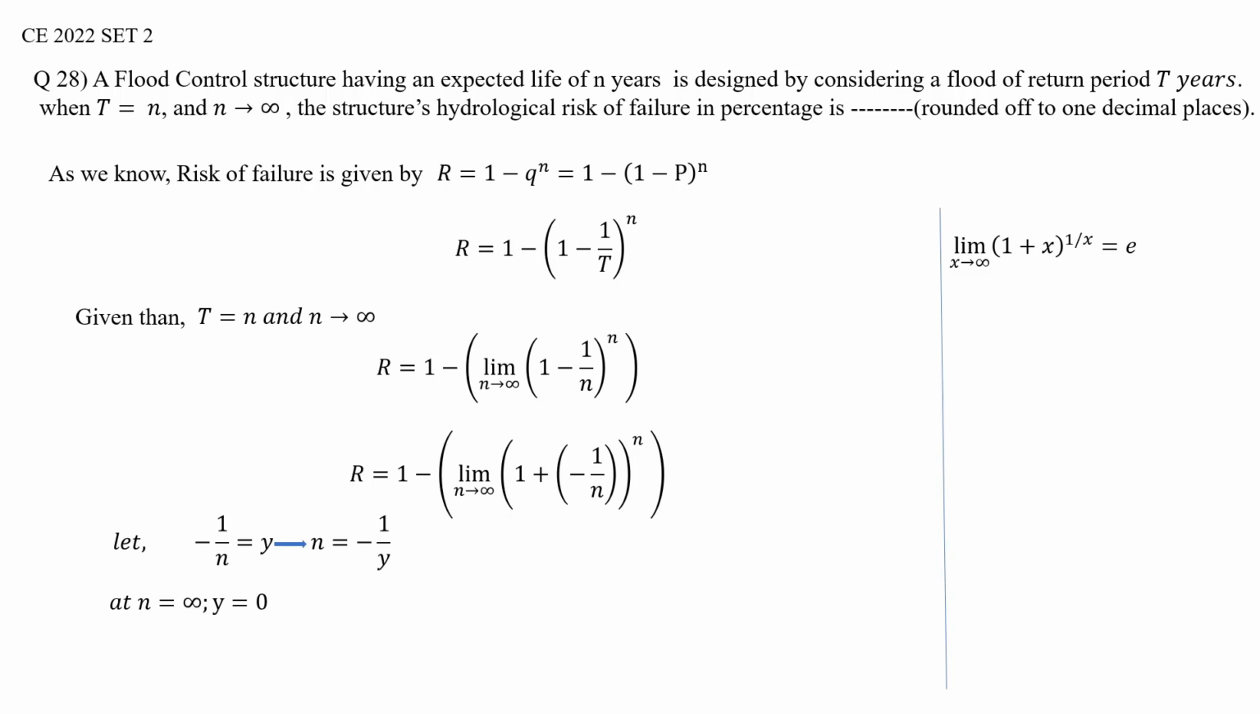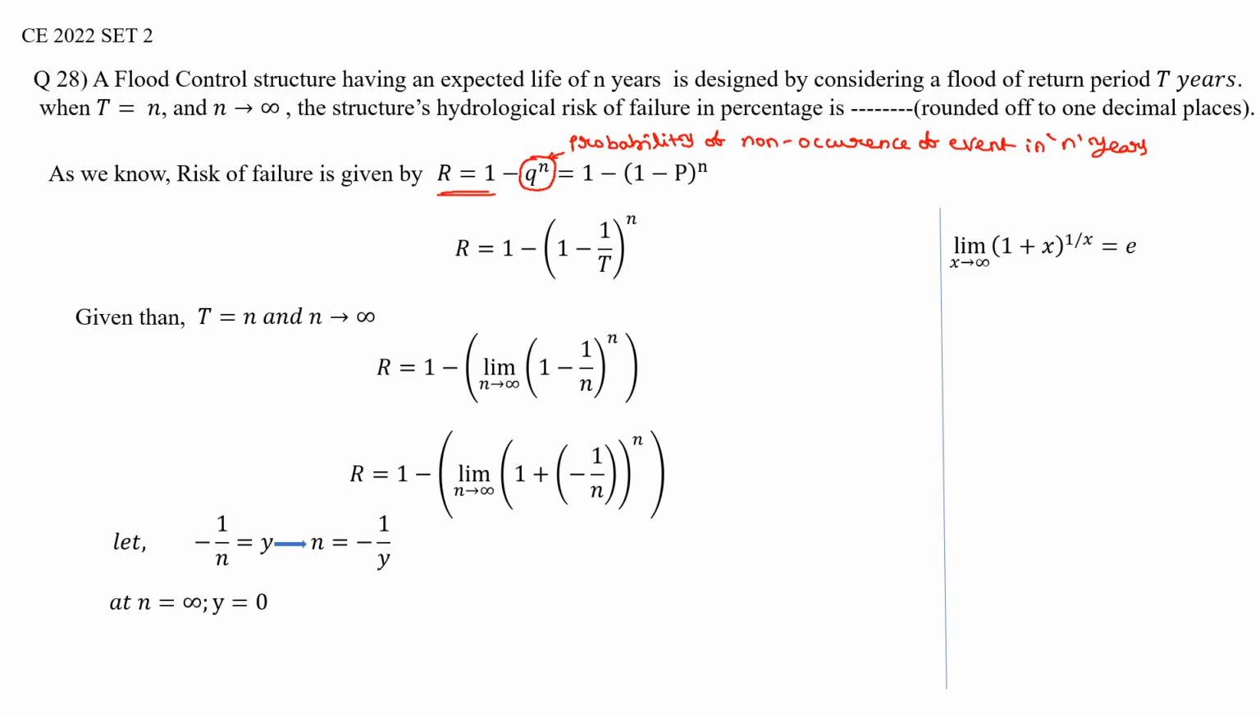Okay, so this I have shown you: risk r equal to 1 minus q power n. See, this q power n is the probability of non-occurrence of the event in n years. Okay, what is our risk? Our risk is the probability of at least once. So that's why we used 1 minus q power n.